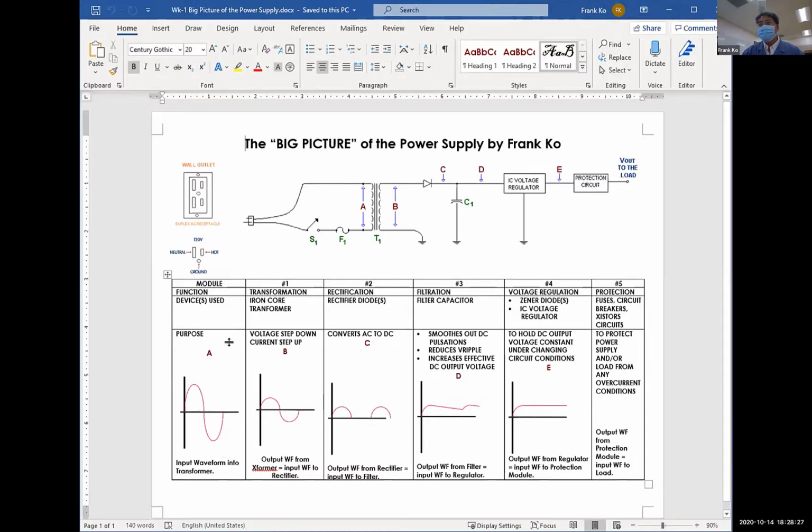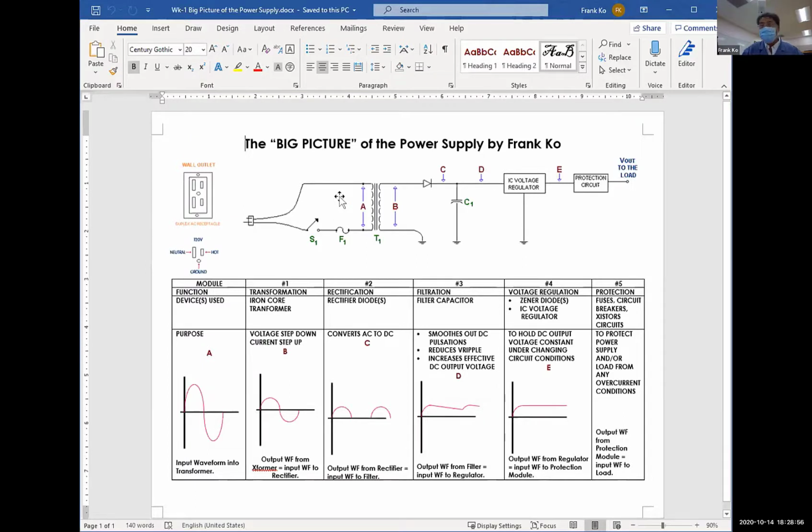Okay. All right, so this is what you have in part A. Part A is an AC waveform. Now take a look at where part A is in the diagram. Part A is on the left side of T1. You have a waveform at part A, and the waveform on the left side of T1 is the full 169.71 volt peak AC waveform.